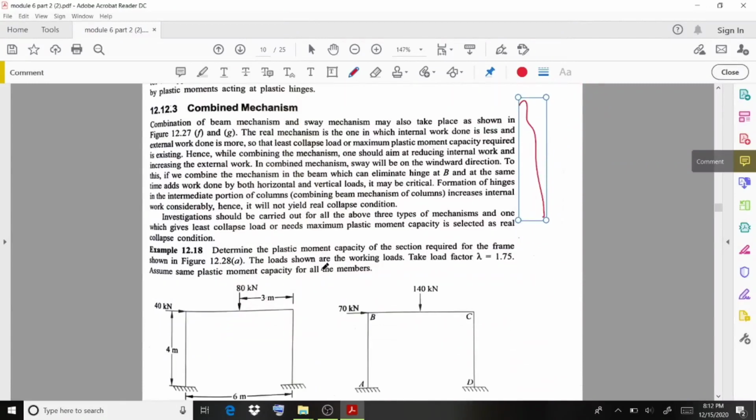Determine the plastic moment capacity of the section required for the frame shown in the figure. The loads shown are the working loads. The load factor lambda equals 1.75. First of all you have to calculate the collapse load by multiplying 1.75 with each load. It is clearly mentioned that the loads are working loads, so you have to multiply with this load factor and you will get the collapse load value. That is, 40 becomes 70 kilonewton, and 80 becomes 140.